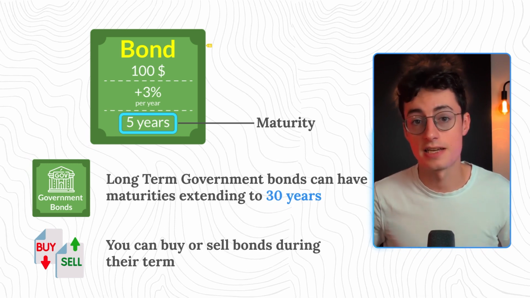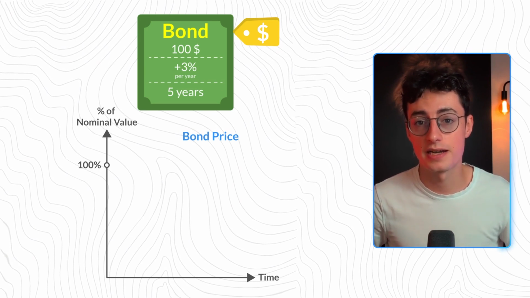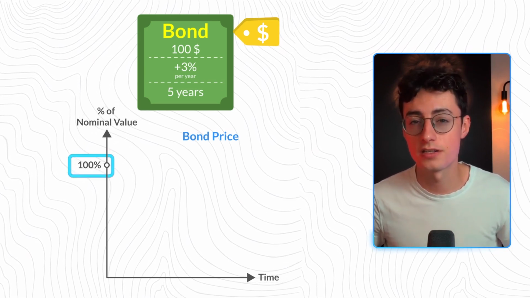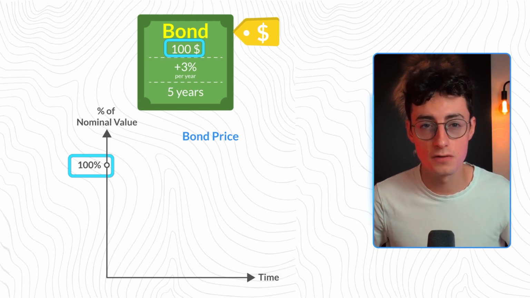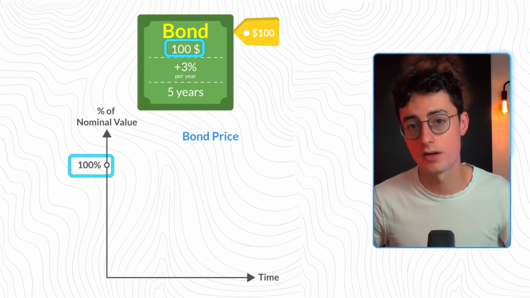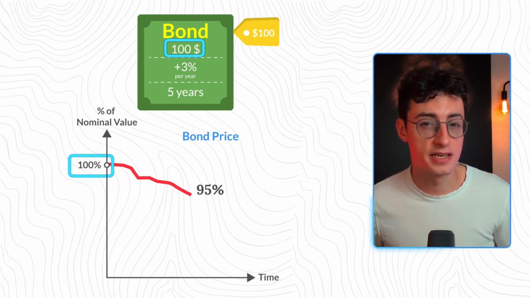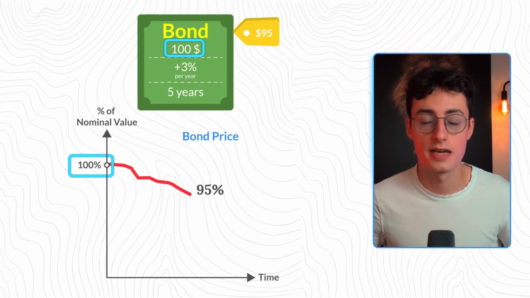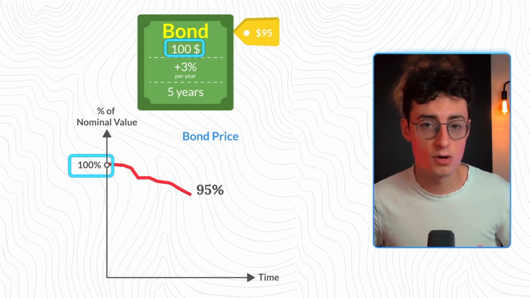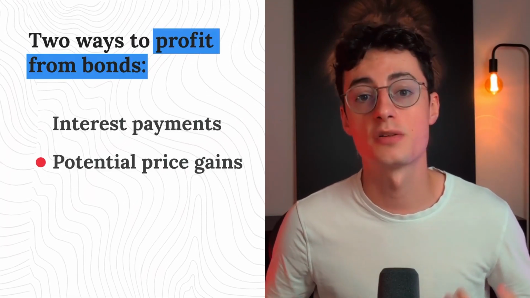Therefore, bonds, just like stocks, have a price. However, unlike stocks, this price is measured in percentage terms rather than in dollars. If a bond is trading at 100%, this means that you pay 100% of the face value to receive the full face value at maturity. So we pay $100 for our bond and receive $100 in face value repayment at the end. If the price drops to, say, 95%, we only have to pay $95 to get $100 of face value. This means we're buying the bond at a discount. As you can see, there are two ways to profit from a bond. First, through interest payments, and second, through potential price gains.